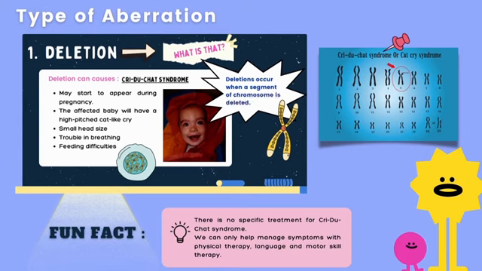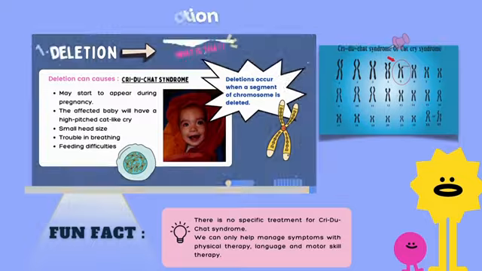So in chromosome 16, the first aberration involved is deletion. Deletion normally occurs when a segment of a chromosome is deleted. These deletions of genes are normally caused by Cri-du-chat syndrome. This disease may start to appear during pregnancy, and the affected baby will have a high-pitched cat-like cry and a small head. The baby also has difficulties in breathing and feeding.